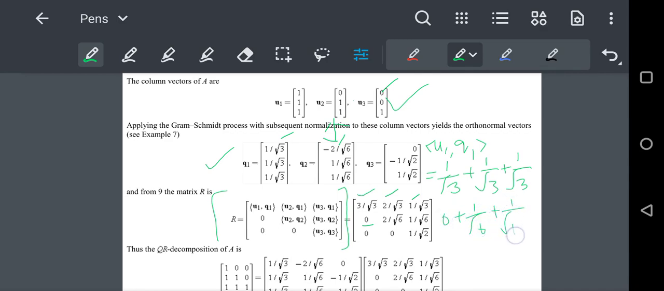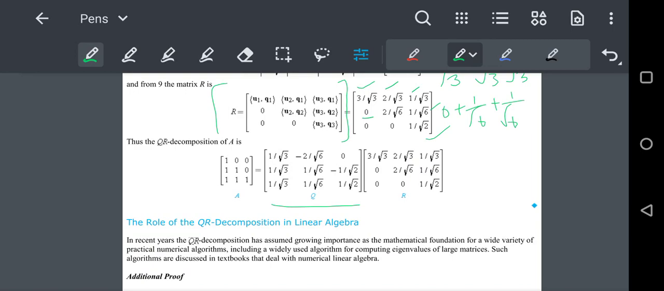Similarly, when you take the inner product between u3 and q2, you will get 0 plus 0 plus 1 divided by root 6, which is 1 divided by root 6. And the last row is 0, 0 and u3 comma q3, which is 0 plus 0 plus 1 divided by root 2. That gives you the answer, so this gives the matrix R. When you multiply Q and R, we will obviously get the value for A, and here ends the concept of QR decomposition.